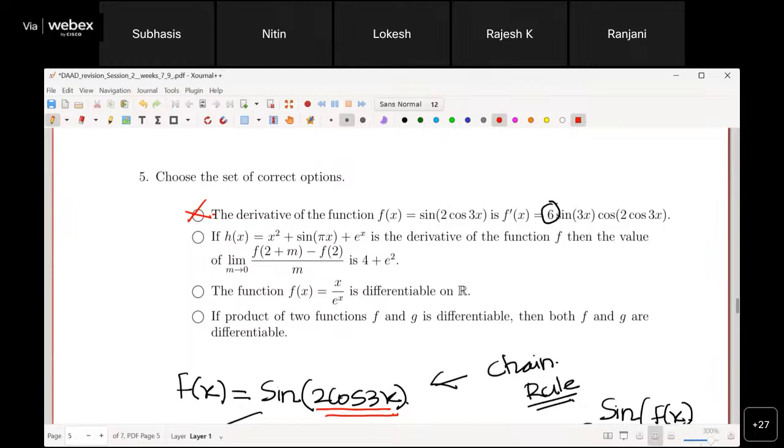Okay, so what about option number 2? First, we'll have to find the integral of h. No, you don't have to. Everything is given here, right? The only thing you need to know is the meaning of this expression. It is a derivative of the function, so it's already h. Fine, got it.